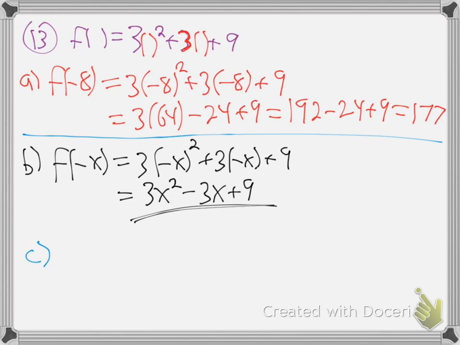Yeah, good question. Everybody see what we're doing there? So it's just a totally new problem. We're just plugging in negative x. Okay. Right? So the slot is the holes in the toaster. Just plugging in whatever they put in the slot.